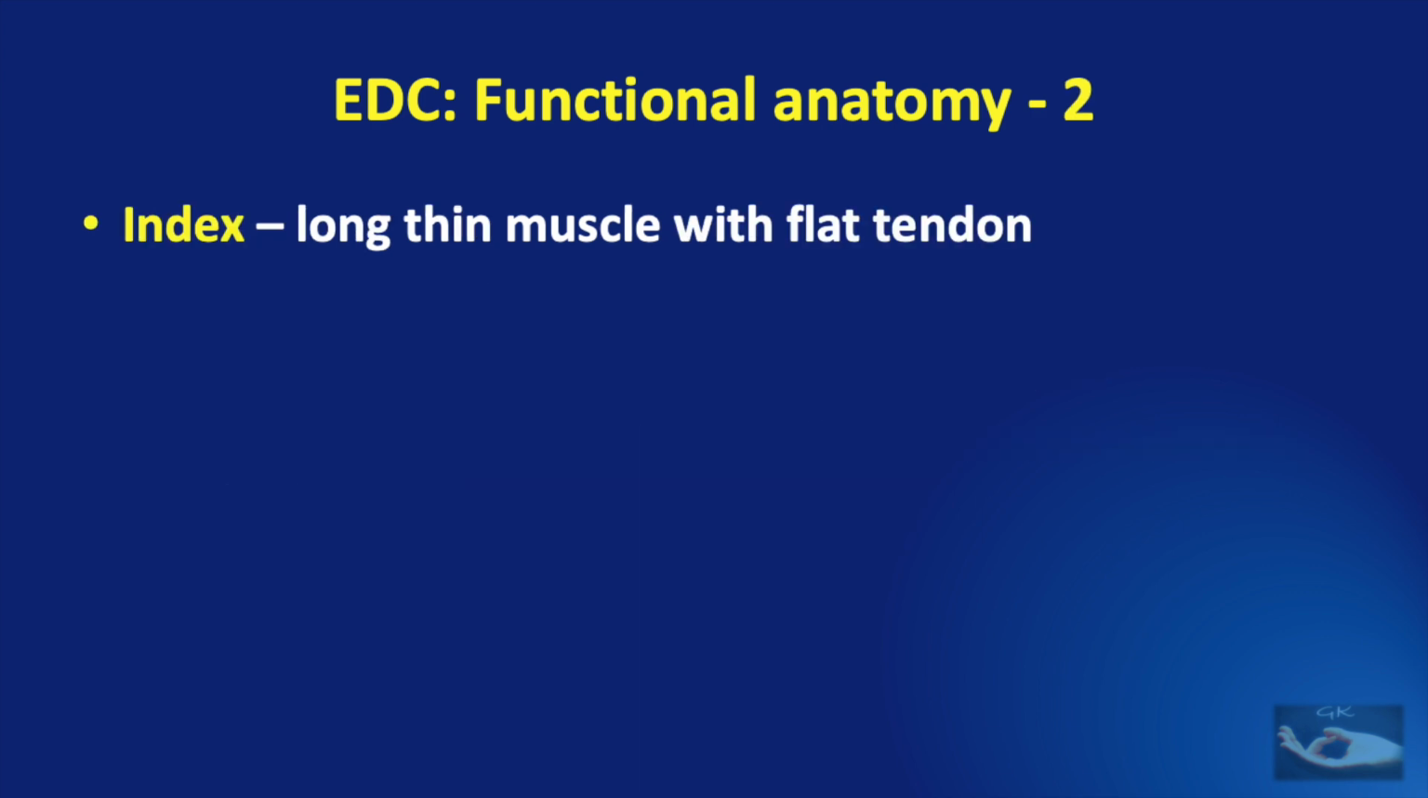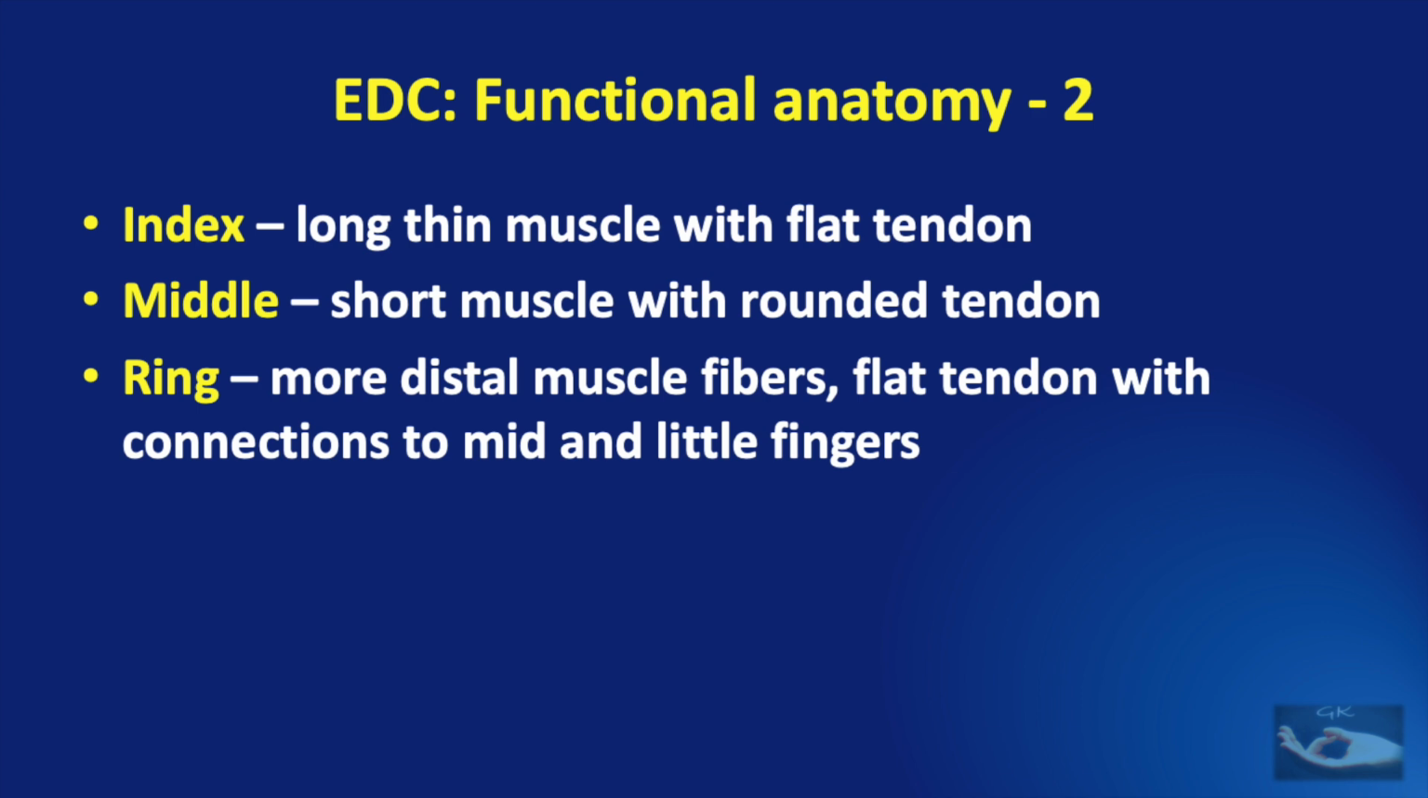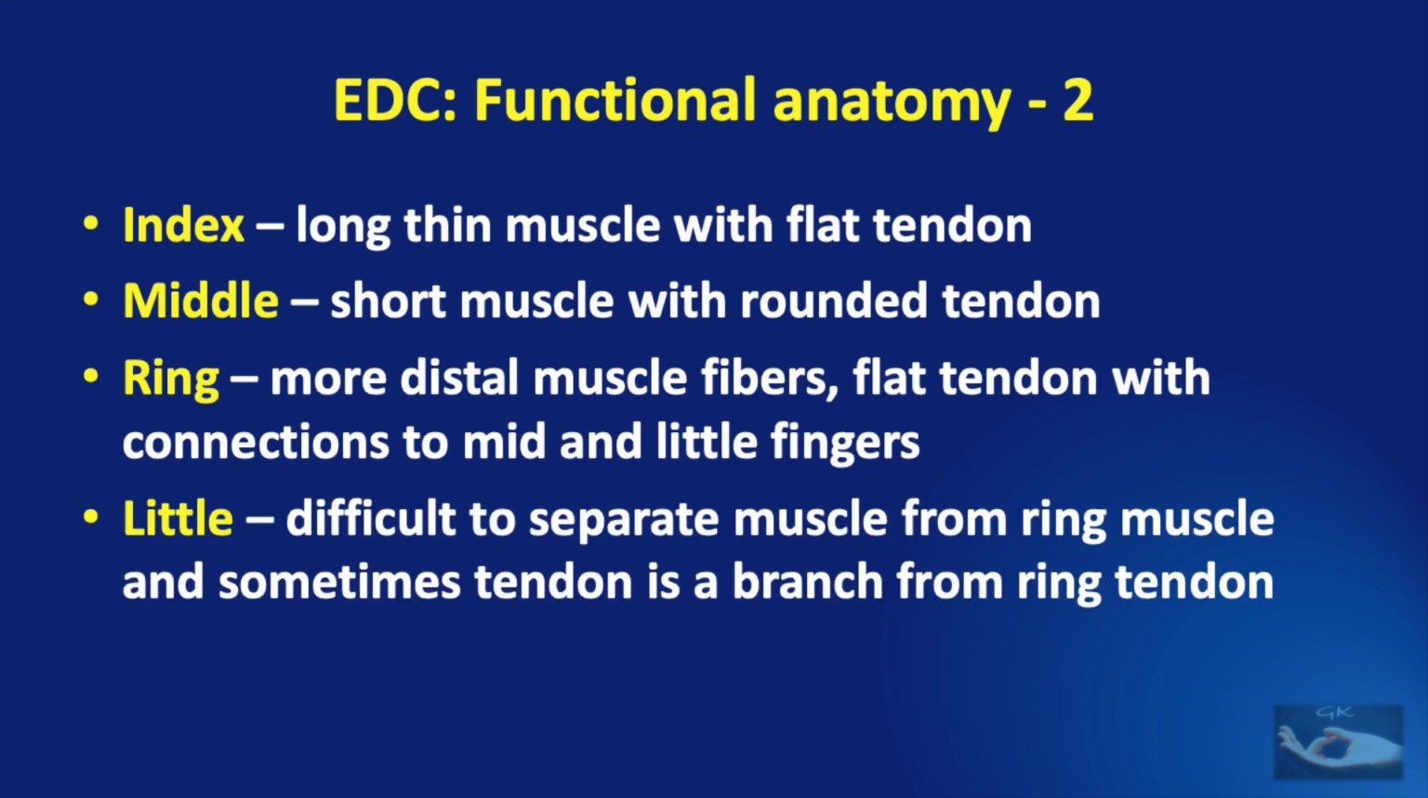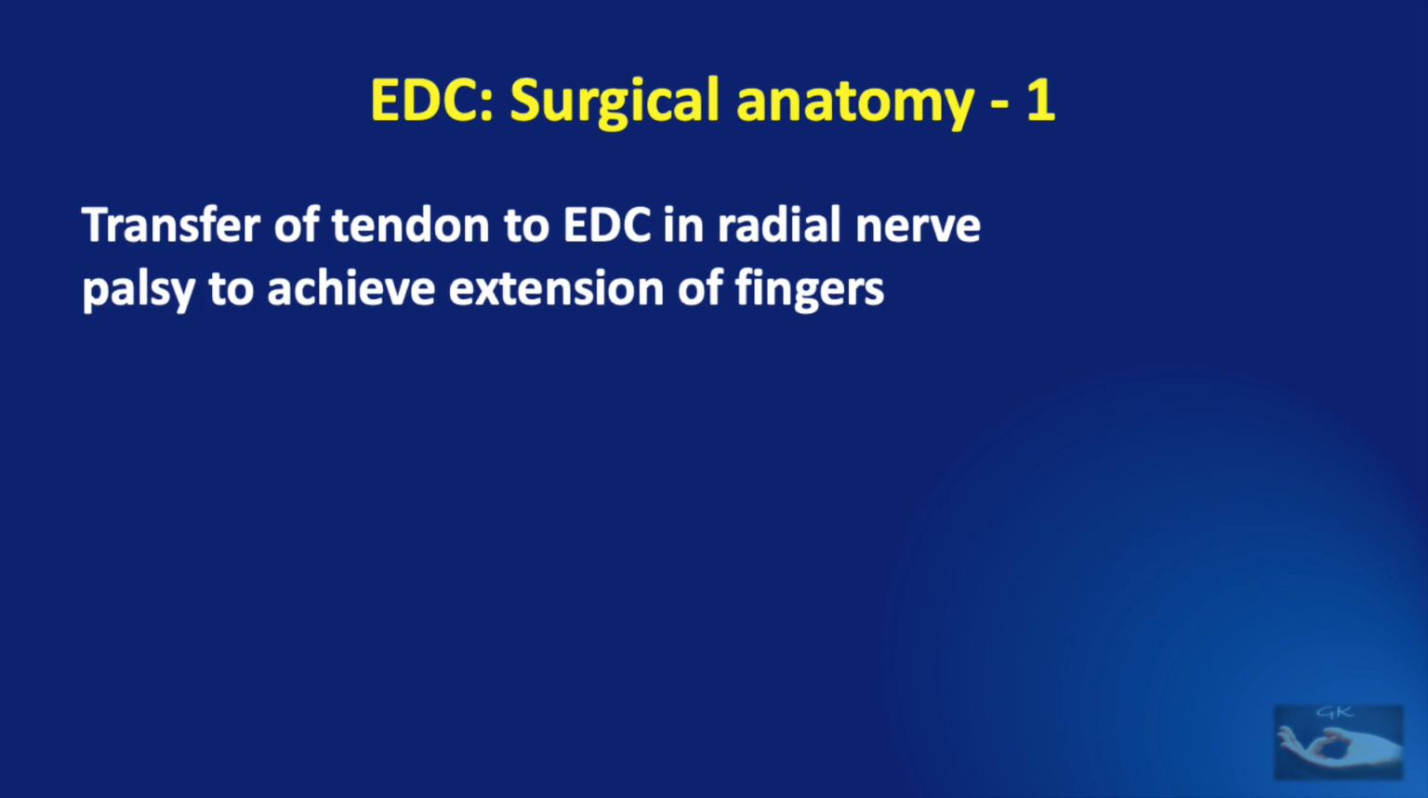The EDC muscle portion to the index is a long thin muscle with a flattened tendon. The part of the muscle supplying the ring finger has more distal muscle fibers, a flat tendon with connections to the middle and ring fingers, and the EDC to the little finger is difficult to separate from the muscle to the ring finger, and sometimes the tendon to the little finger itself is a branch from the ring tendon.